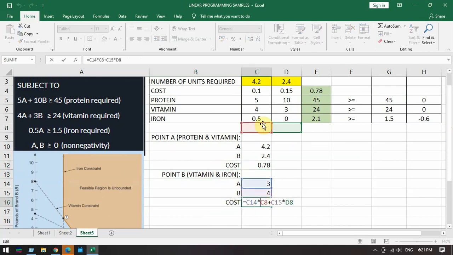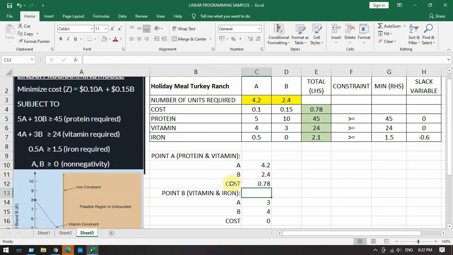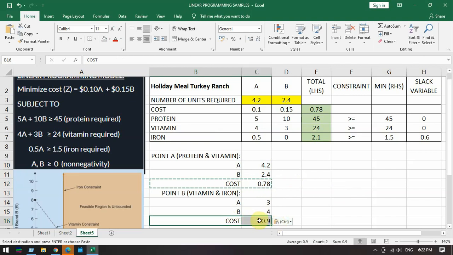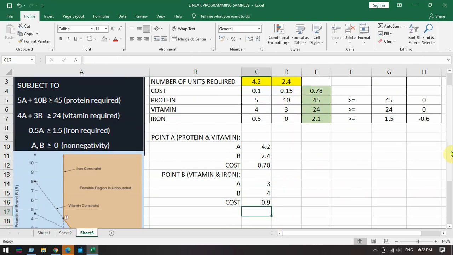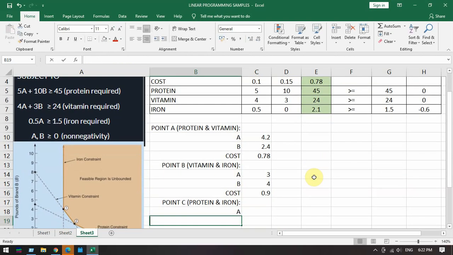Okay, so let's first fix the cells that should not move, and that is the cost per unit, C4 and D4. So for C4, let's put the $ sign, so that when we copy, we'll have the correct formula in here. So again, point C, which is where protein and iron will meet in our graph. Okay, so these lines.